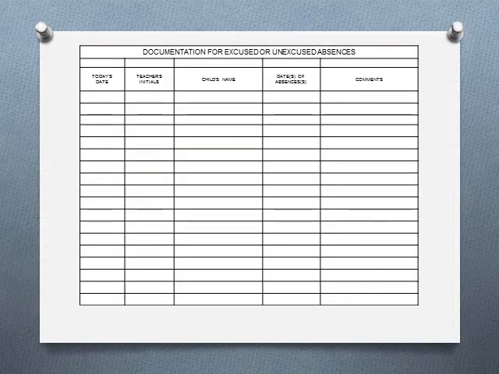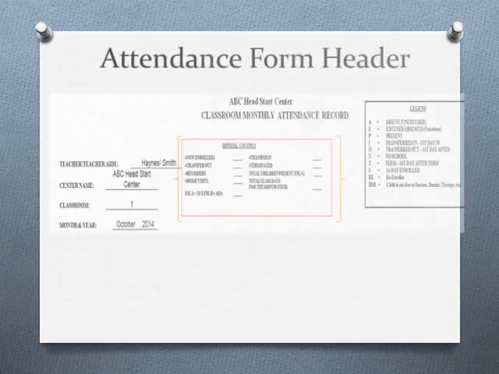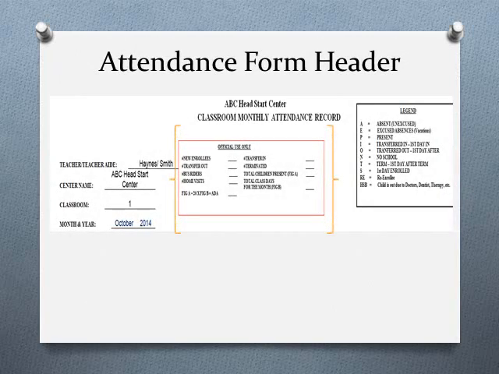Page 2 of the attendance form is used to document the reason that the child is absent from school and whether it is excused or unexcused. The header of the attendance form must be filled in completely with classroom teaching staff, center name, classroom number, and month and year for the attendance form.